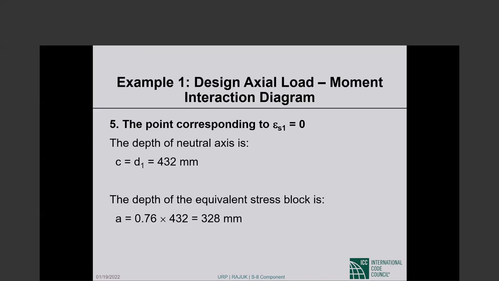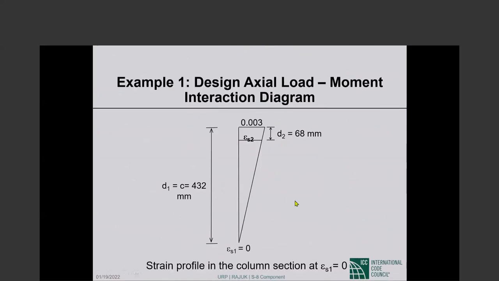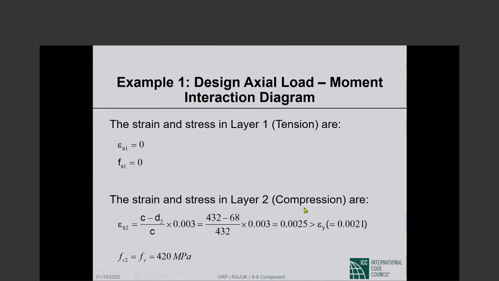So the depth of neutral axis is the depth to the bottom reinforcement, which is 432 millimeters. So no strain in the bottom reinforcement, which means neutral axis depth is the distance from the top to the center of the bottom reinforcement, and that is 432 millimeters. The stress block depth that corresponds to that is 328 millimeters. This is the strain diagram, no strain in the bottom steel.